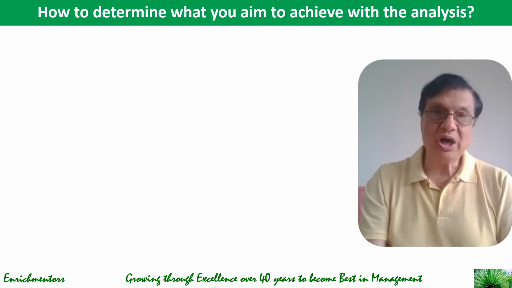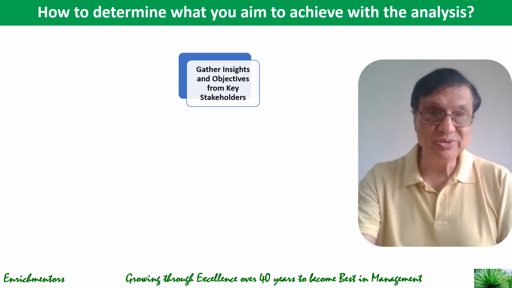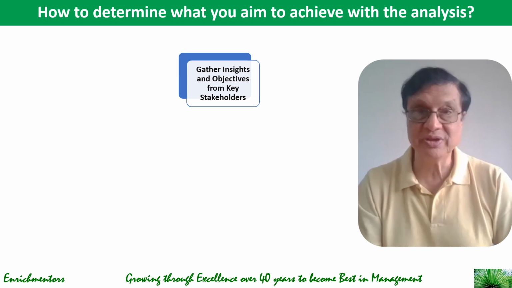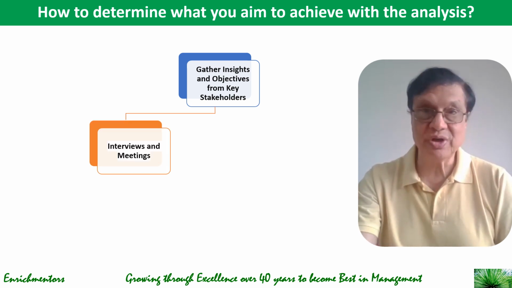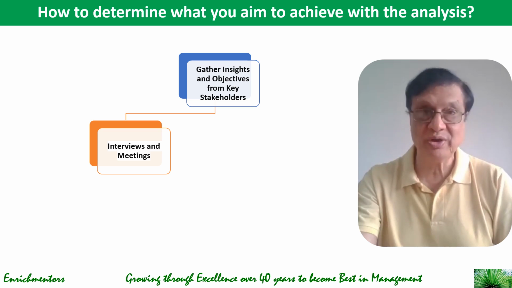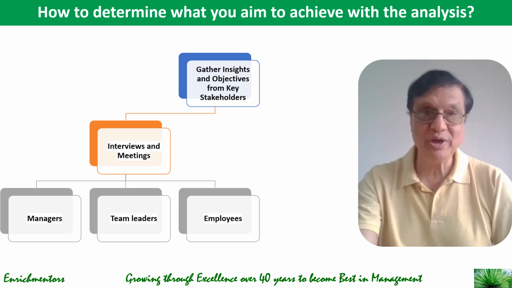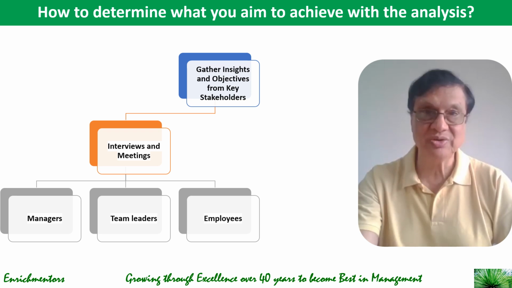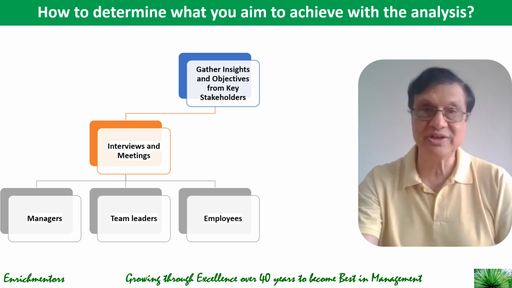So, how to determine what you aim to achieve with your analysis? What you need to do is to gather insights and objectives from key stakeholders because they are your internal customers. And how do you do that? You conduct interviews or meetings with the key stakeholders. And who are these stakeholders? They would be the managers, team leaders, and employees involved in the processes. So the focus is on the processes that you want to analyze. And there you would probably cast your net wide at this point of time because you have not yet prioritized.